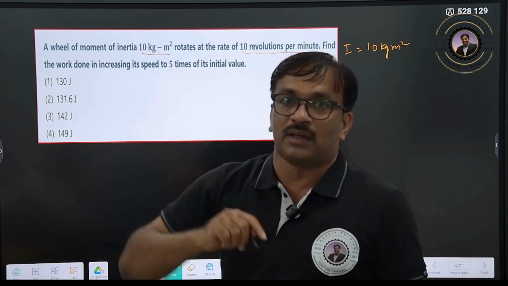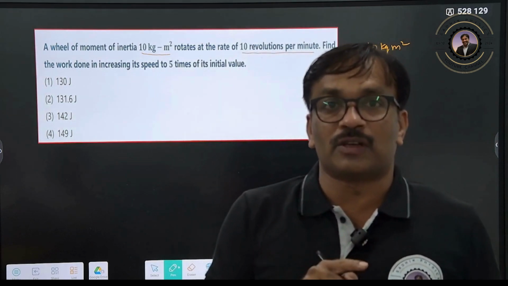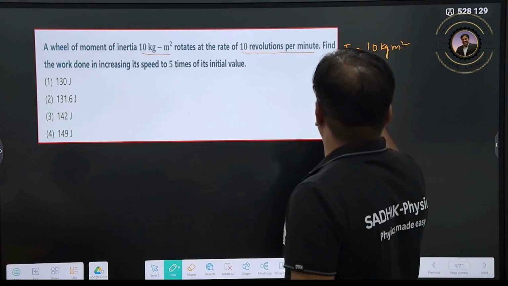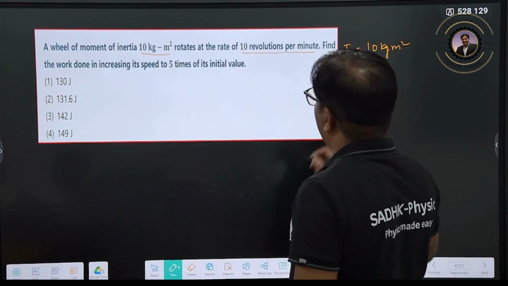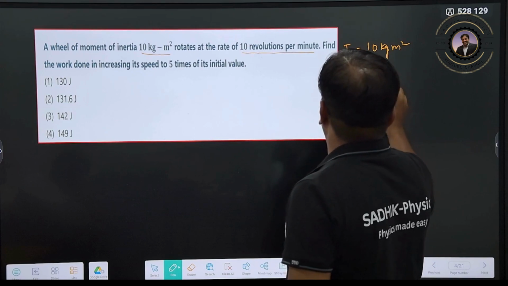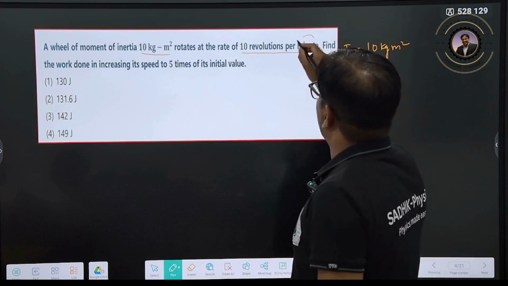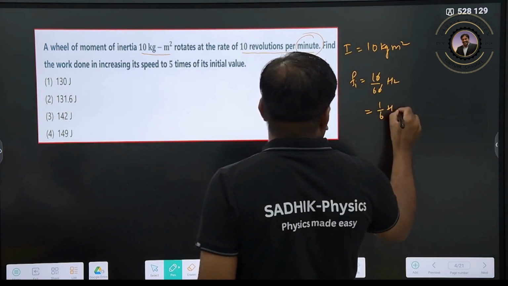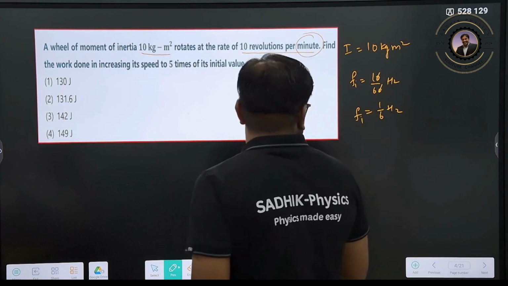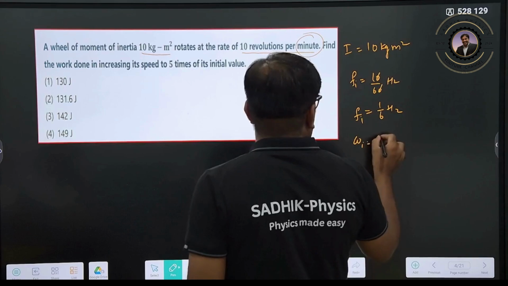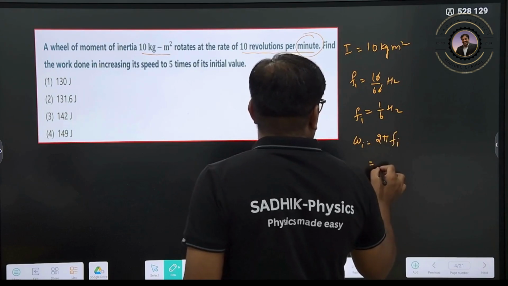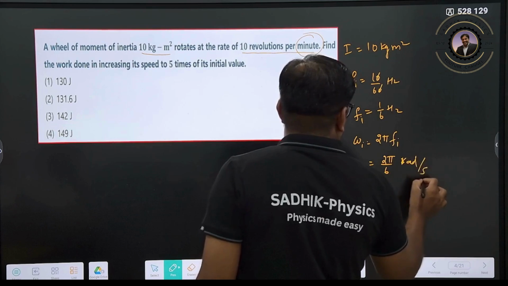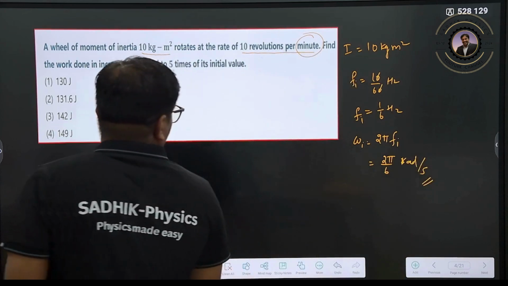Revolution per minute is a frequency, not an omega. So what will be the initial frequency? 10 RPM, therefore rotation per minute means 10 by 60 hertz. So here frequency is nothing but 1 by 6 hertz. So what is the initial angular velocity? 2 pi into the initial frequency, so 2 pi by 6 radian per second. This is your initial angular velocity.